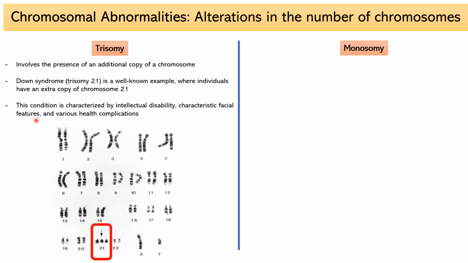And this will lead to different complications like intellectual disability, characteristic facial features, and also various health complications from just having an extra copy of chromosome 21.